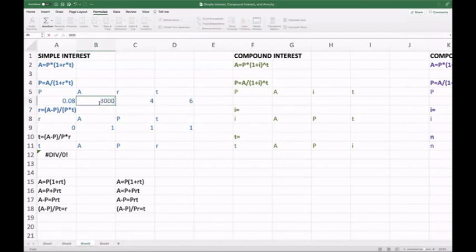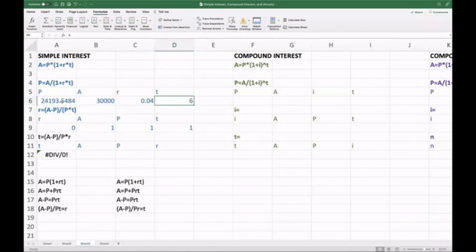Let's make it 3,000. And then the R is 0.04. And then the T is 6 years. Oh, there. It's more realistic now. Is it? Yes, because this one is 30,000, and this one should be greater than the principal. This is 24,193. Okay, this is an example.